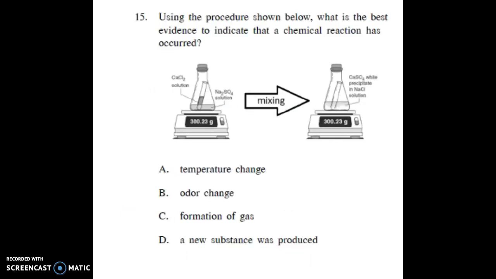Question 15. Using the procedure shown below, what is the best evidence to indicate that a chemical reaction has occurred? A. Temperature change. B. Odor change. C. Formation of gas. Or D. A new substance was produced.